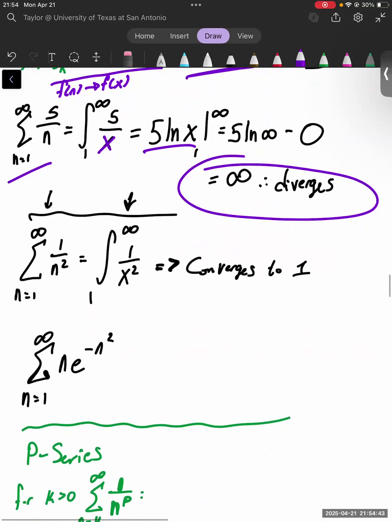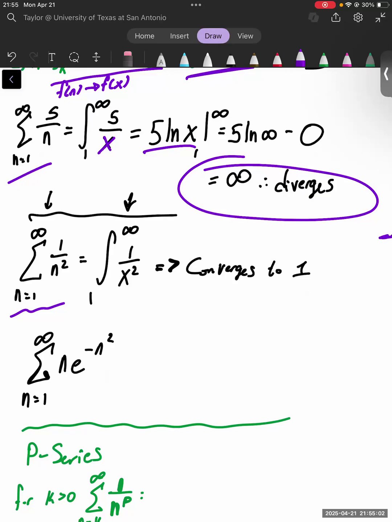Another example of the integral test here. I have the sum from n equals 1 to infinity of 1 over n squared, which relates to the integral from 1 to infinity of 1 over x squared. I'm going to leave this one up to the reader as an exercise to verify that my integration was correct. But if you do all of the steps correctly, what you should see is that this integral converges to 1.